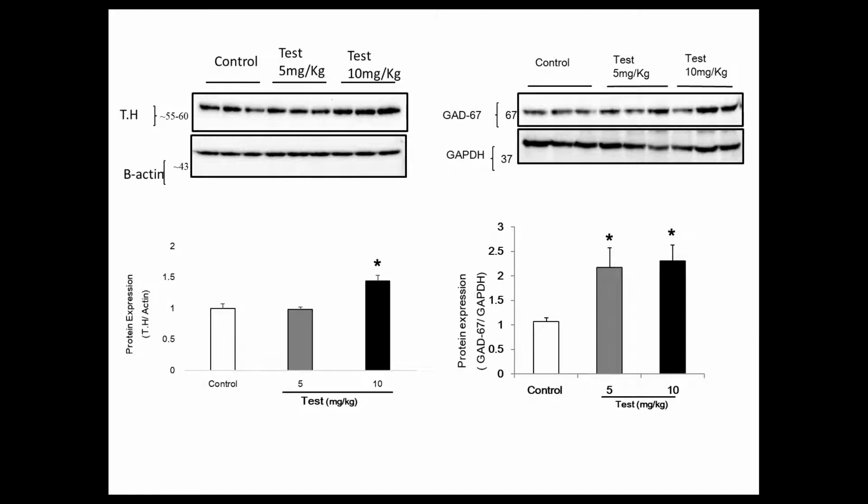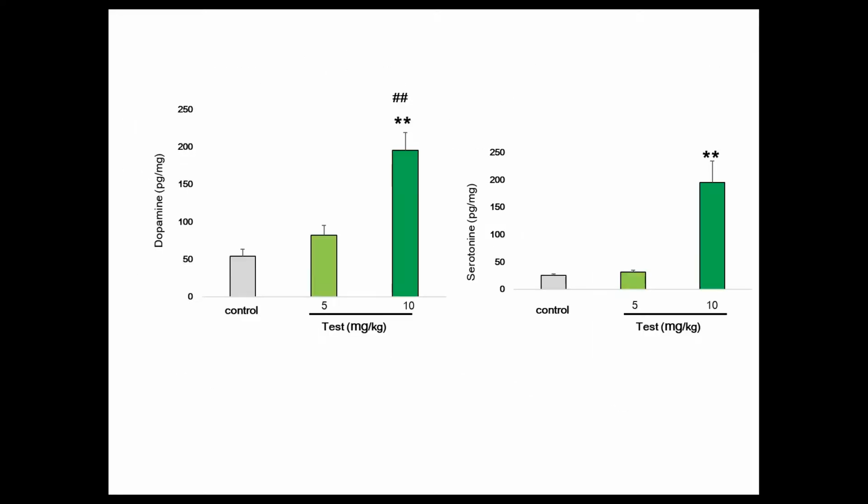GAD67, glutamate decarboxylase, is an enzyme that catalyzes glutamate to GABA. As we know, GABA is considered an inhibitory neurotransmitter because it blocks or inhibits certain brain signals and decreases the activity in the nervous system. It is simply considered a calming neurotransmitter which creates a calming effect in our brain.